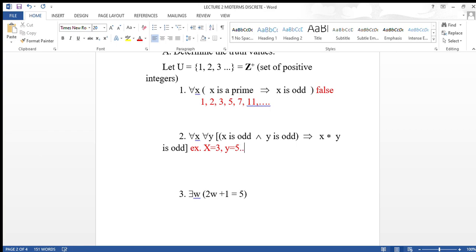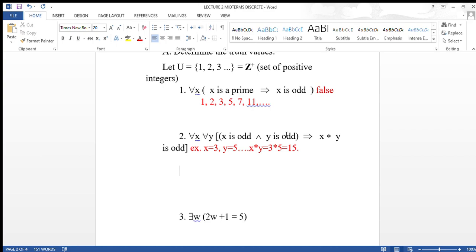We get x times y is equal to 3 times 5, which is equal to 15. So this example tells us that 3 is odd, 5 is odd. When we multiply them together, the result is odd. But remember, we want to generalize this. So if we want to explain this, this is the more appropriate way of showing it.